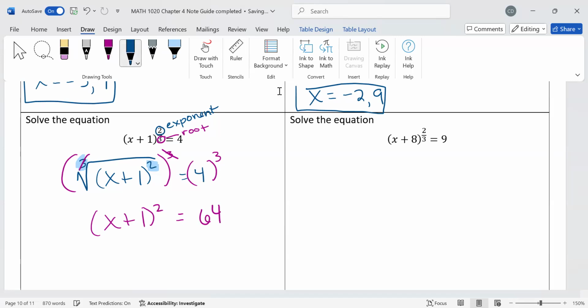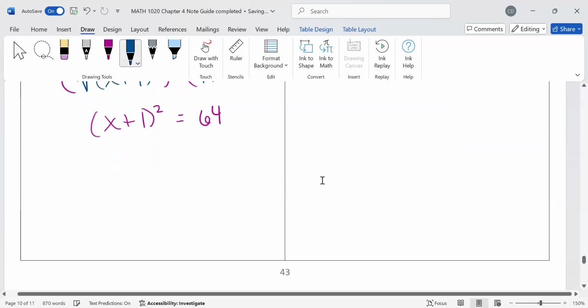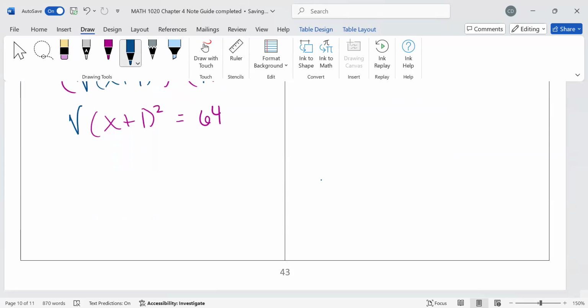Now I need to get rid of the square. There's a couple ways you can actually solve from here. I'm just going to take the square root of both sides. So the square root and square cancel out. So you're left with x plus 1. And the square root of 64 is plus or minus 8 because 8 times 8 gives you 64 and -8 times -8 also give you 64.